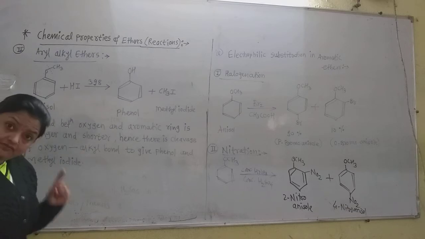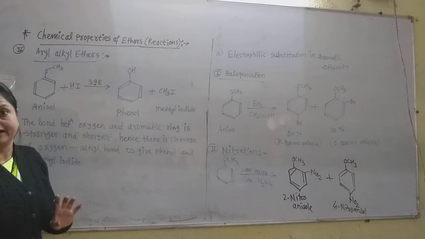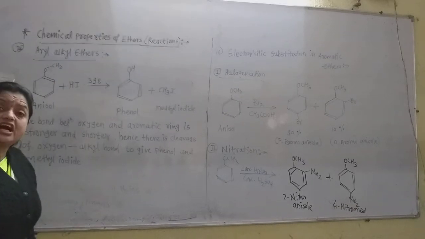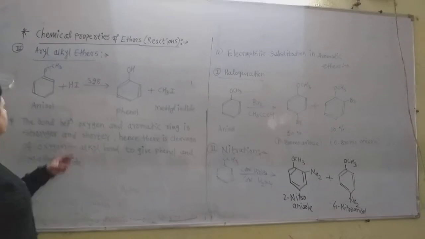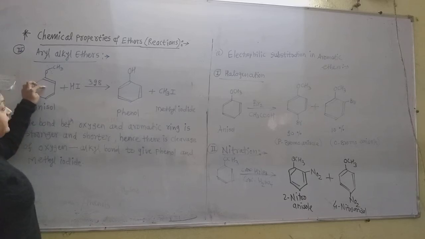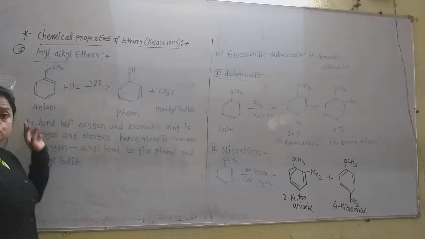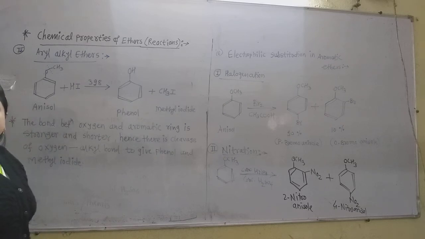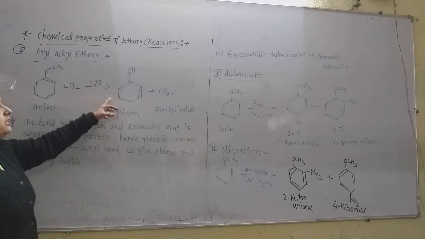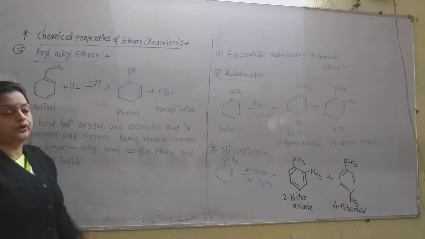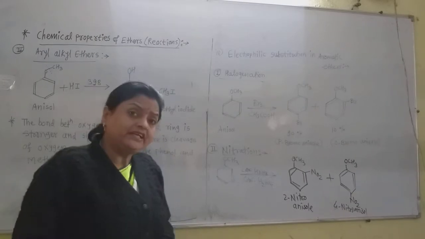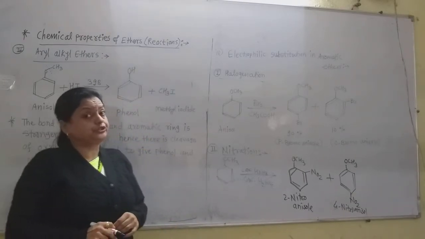Remember that phenol and alkyl halide are always obtained because the O-CH3 bond is weaker than the bond between O and this aromatic ring carbon. So here this anisole, when it reacts with hydroiodic acid, gives phenol and methyl iodide. Now the second reaction of aromatic ethers is the electrophilic substitution reaction.